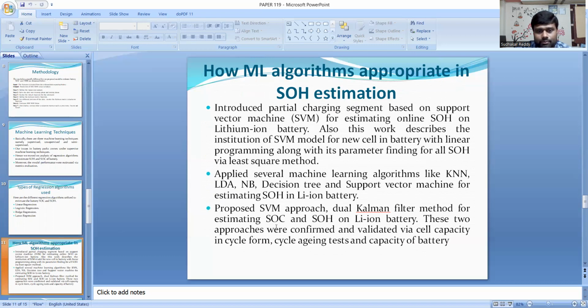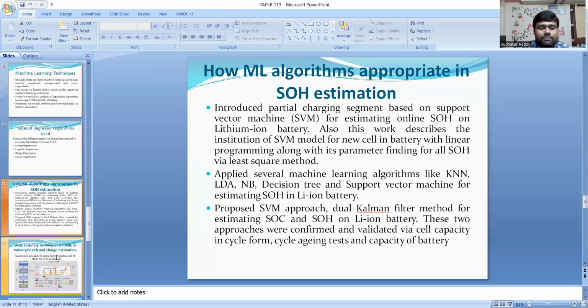I discussed one of the points here, the SVM approach, that is the support vector machine, and also the dual Kalman filter method. By using the two approaches, for state of charge and also state of health on the lithium ion battery, the two approaches were confirmed and validated via the cell capacity in cycle. That is, they help to increase the life cycle of the battery.